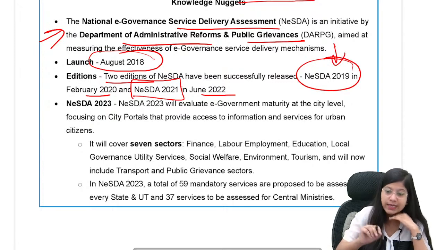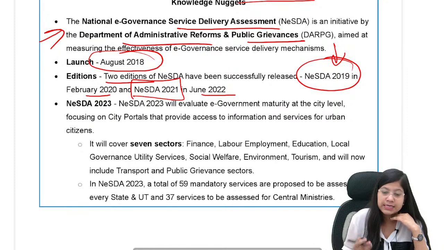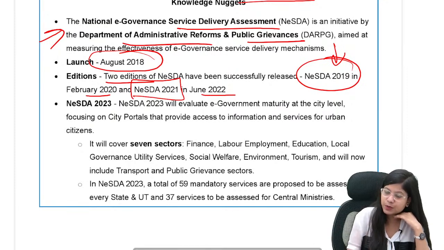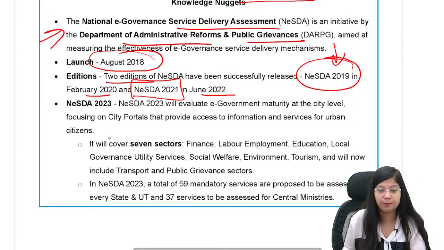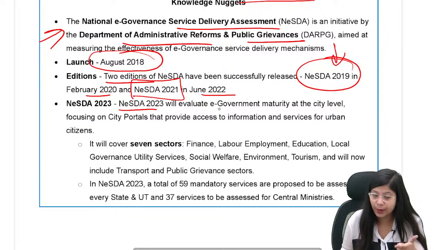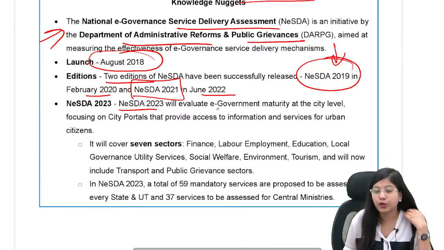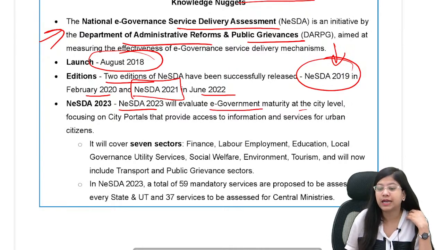That means 2019 was the assessment period. Release was done in 2020. Similarly, 2021 was the assessment period, and in 2022 the data was released. Then this particular 2023 index is going to evaluate the e-government maturity at the city level.